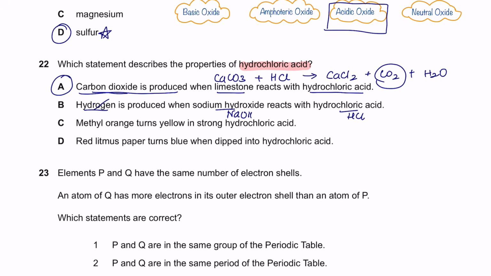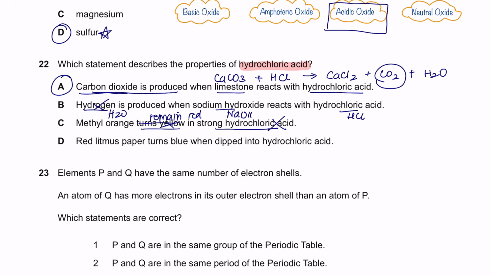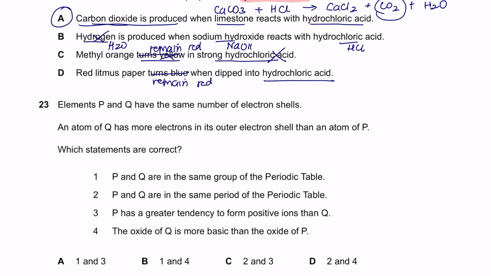B says that hydrogen is produced when sodium hydroxide reacts with HCl. This is wrong because it will be producing water. Methyl orange turns yellow in strong hydrochloric acid is also wrong because methyl orange turns yellow in an alkaline solution. When it is an acid, it remains red. And D says that red litmus paper turns blue when dipped into hydrochloric acid is also wrong because red litmus paper will remain red in an acidic solution.